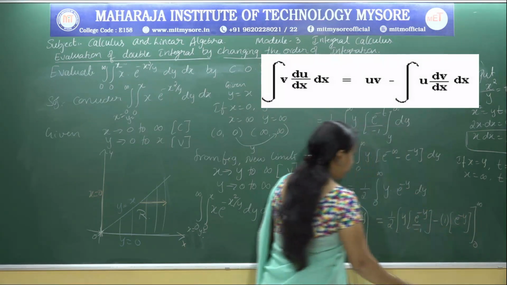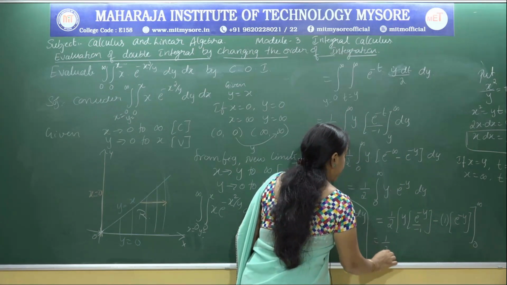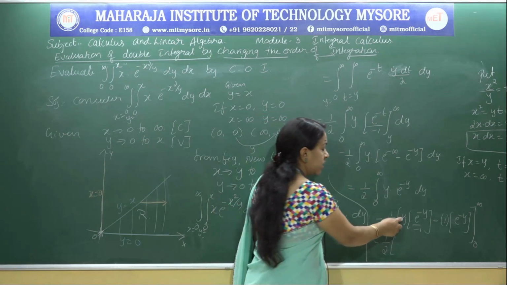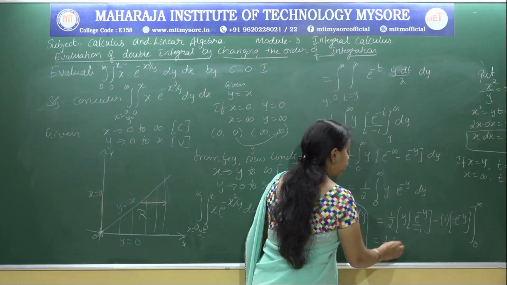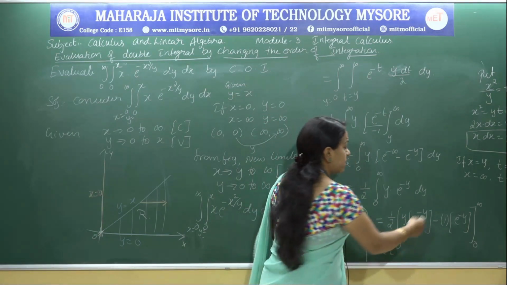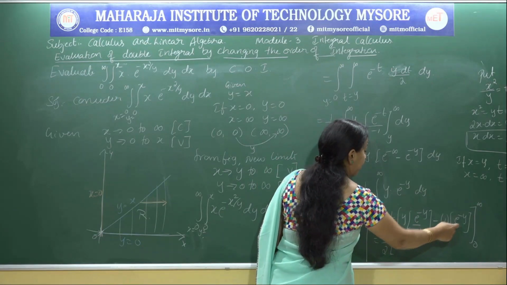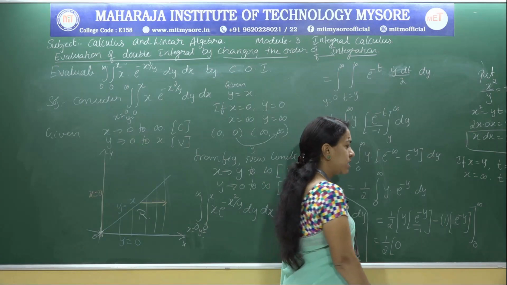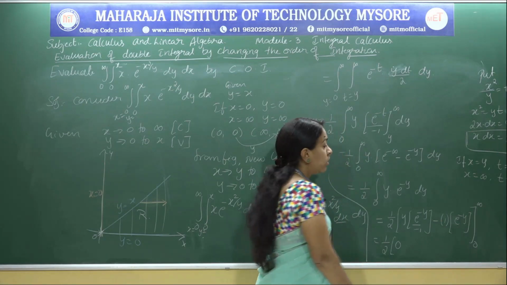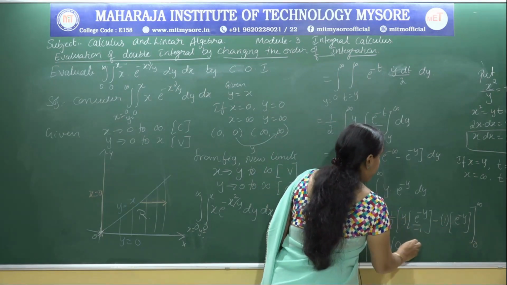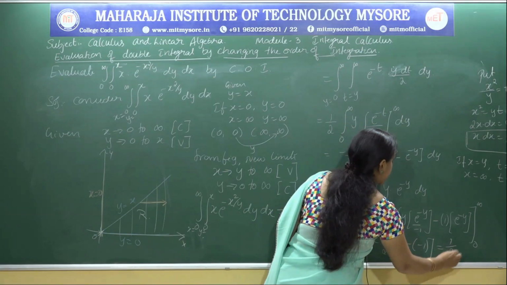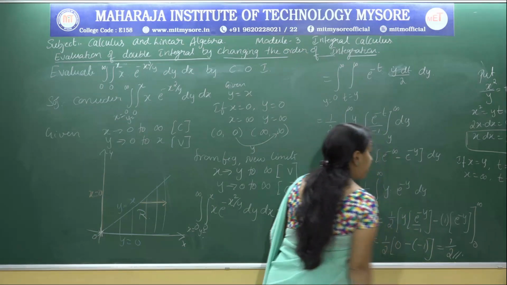0 to infinity. Now apply the limit, 1 by 2 times of e power minus infinity is 0, and 0 into e power 0 is 0, so the first limit is 0. And the second one, minus of e power minus infinity. So we have e power minus infinity as 0, and minus of e power 0 will be minus 1. So our final answer is 1 by 2.